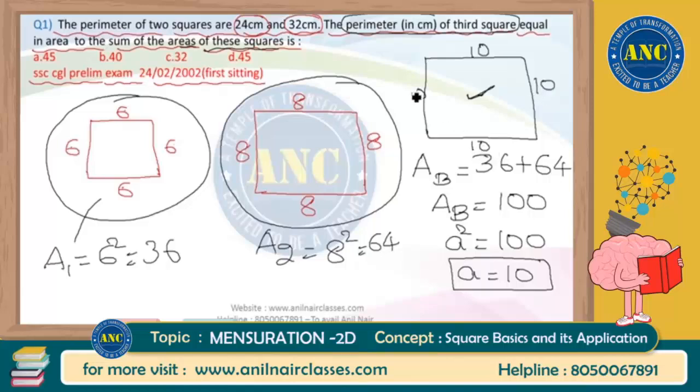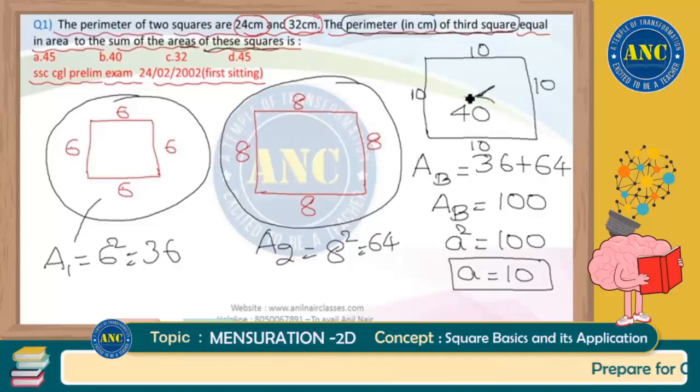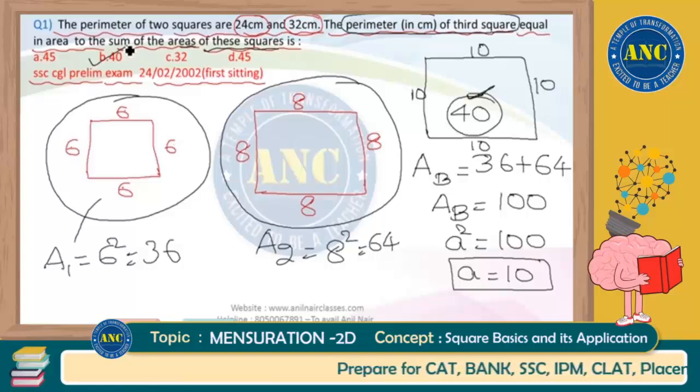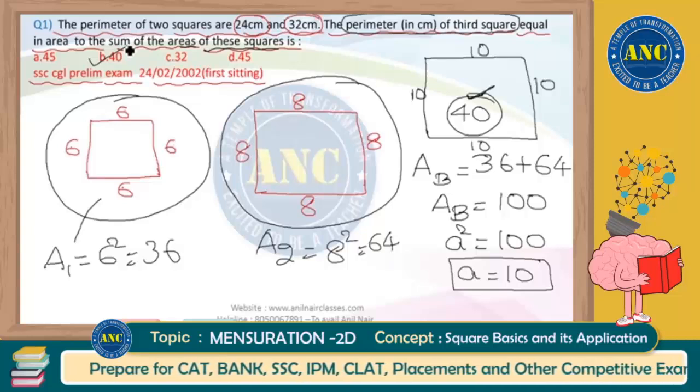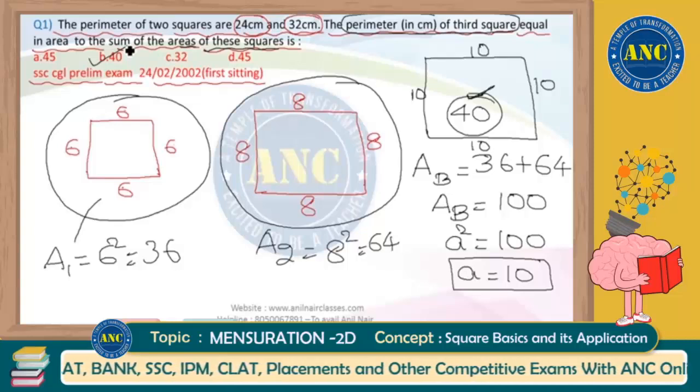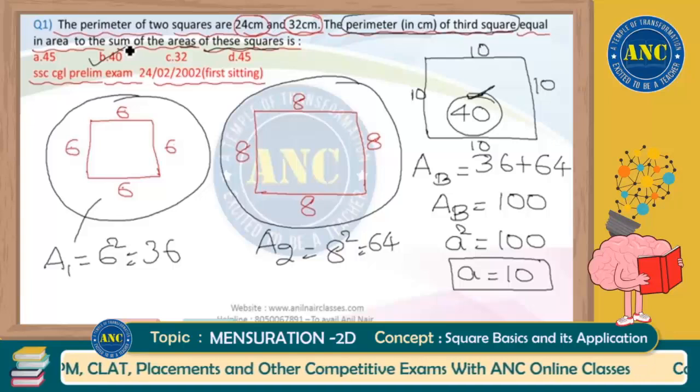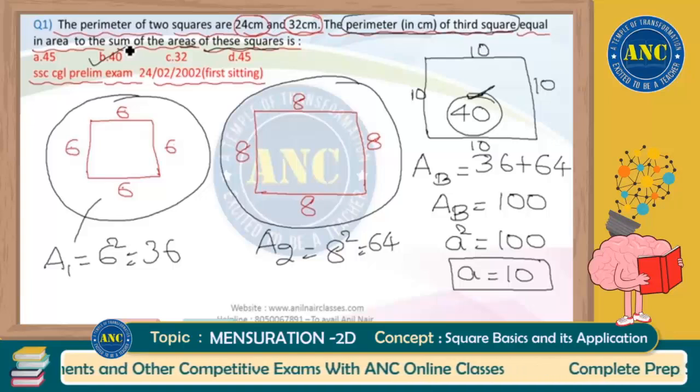If each side is 10 units, what is the total perimeter? Perimeter is 10 plus 10 plus 10 plus 10, which is 40, which is my second option in this given question. Questions are very easy, but there are so many questions which are not that easy also. Let us try to solve those in the easiest way possible.